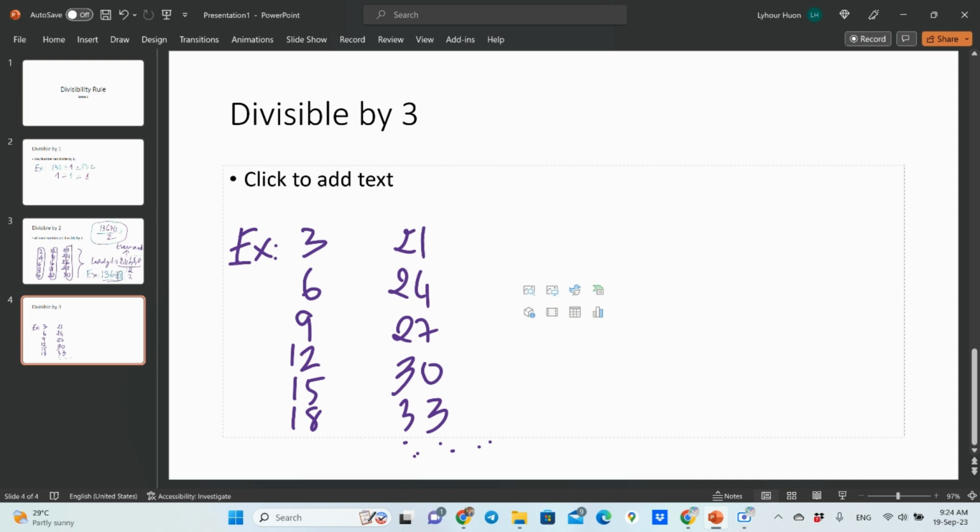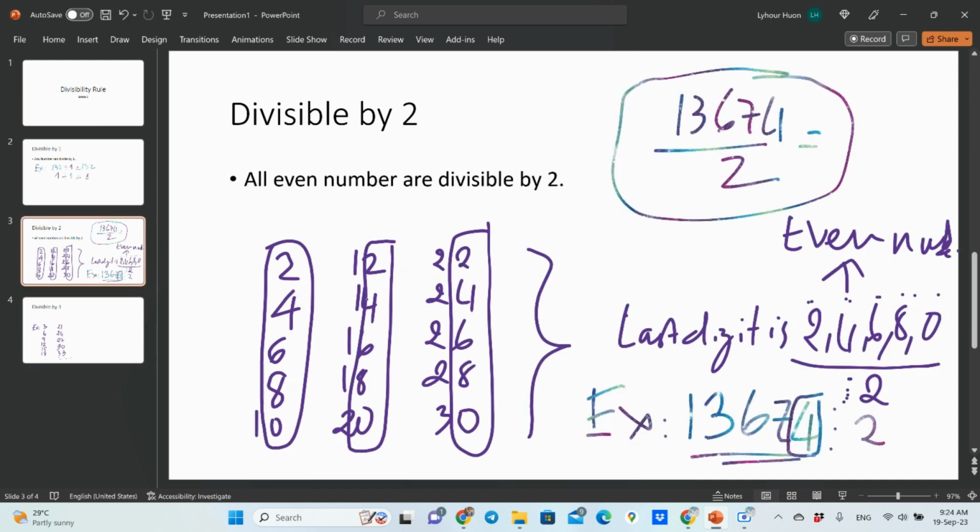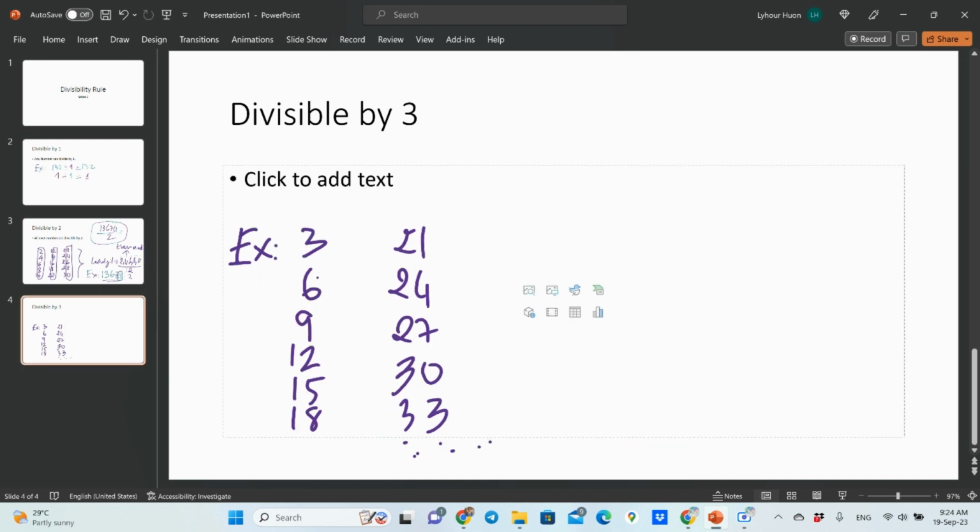Do we see a pattern like with divisibility by 2? No, because they are not all even. Now we want to seek a conclusion: what can be divisible by 3? For 2, we saw the pattern go 2, 4, 6, 8, 0 again and again. But for 3, there's no such pattern. We cannot see a pattern in the last digits that tells which numbers can be divisible by 3.